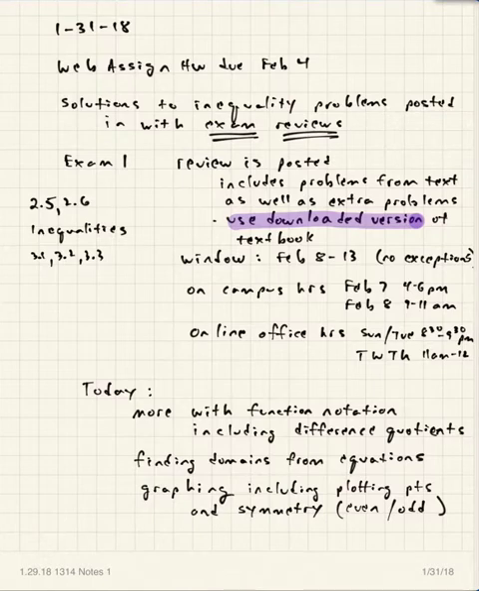plotting points and symmetry, talk about what an even and odd function is and how that relates to the way the graph looks. And then we will, if we have time, look at piecewise defined functions also. The piecewise defined functions, if we do get to that today, will not be on your exam next week. All right, so we are going to get started. We are talking, first of all, about function notation.